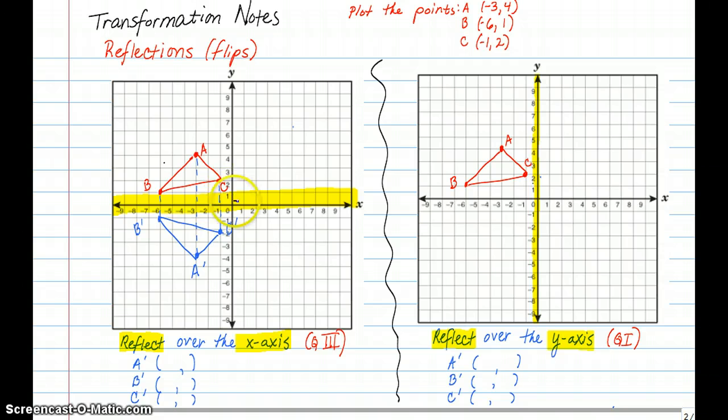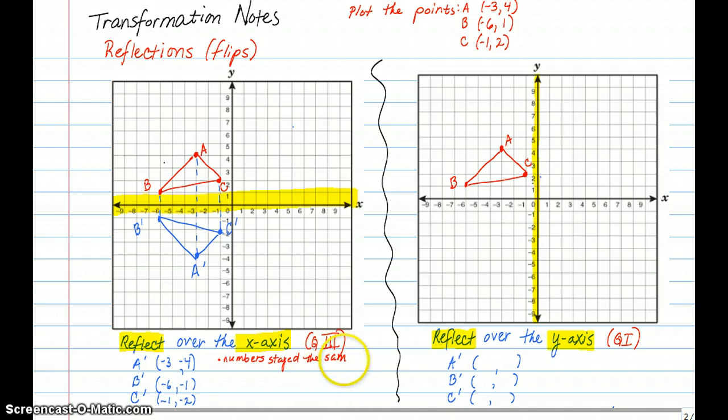And A prime is going to be negative 3, negative 4. B prime is going to be negative 6, negative 1. C prime is going to be negative 1, negative 2. And what I'm hoping you noticed is that the numbers stayed the same, so that's a 3 and a 4 and a 6 and a 1 and a 1 and a 2. So the numbers stayed the same.